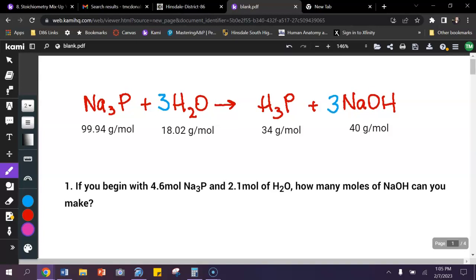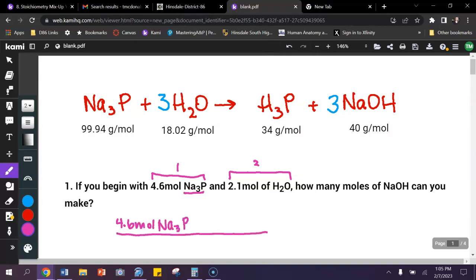If you begin with 4.6 moles of sodium phosphide and 2.1 moles of water, how many moles of sodium hydroxide can you make? Because I have two different amounts for two different reactants, I'm going to do two different problems. Both of them are going to be mole to mole because here I'm given 4.6 moles of Na3P, and I'm looking for moles of NaOH.